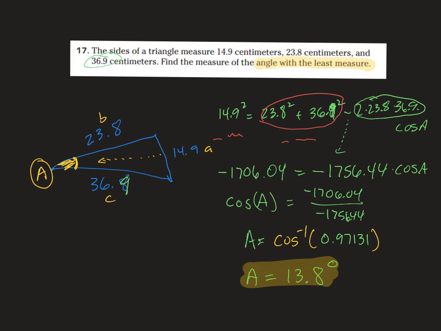You really don't have to go through and get the other angles. We know it's going to be the smallest because it is opposite the smallest side. So we're going to call it 13.8 degrees, and we're going to end the video.